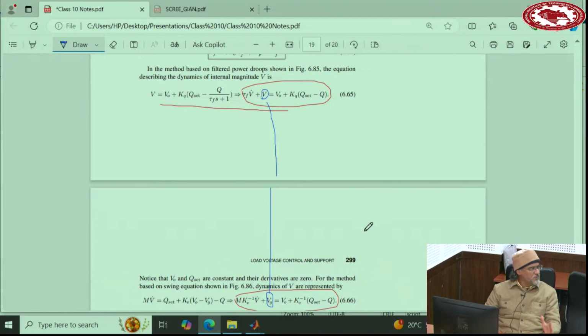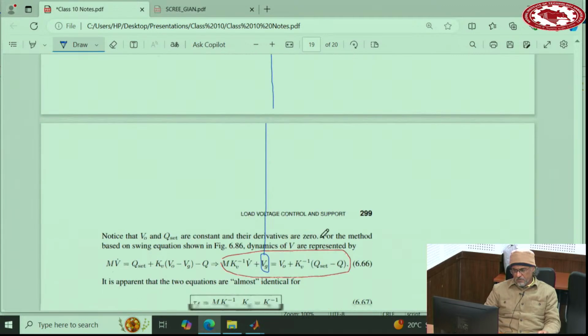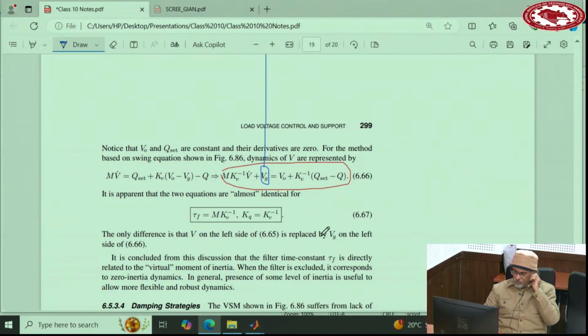What is the consequence of that difference? I haven't studied. I don't think anybody has studied. But what it basically showed is that a lot of people talking about droops, a lot of people talking about virtual synchronous machines, swing equation, it's basically the same thing. Right? The differences, if any, are minor. Okay.